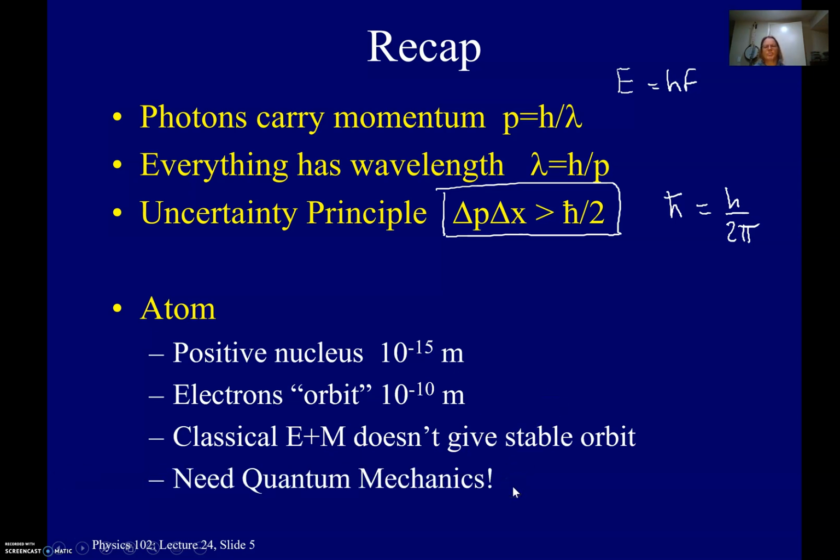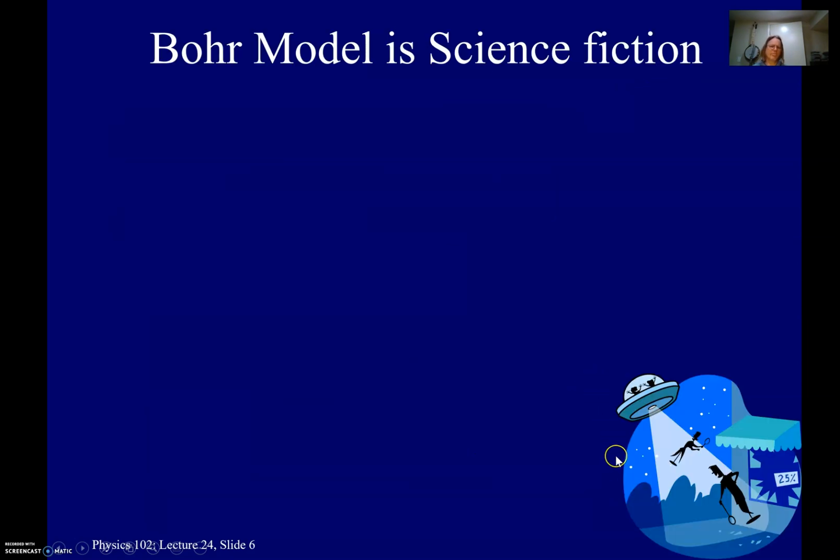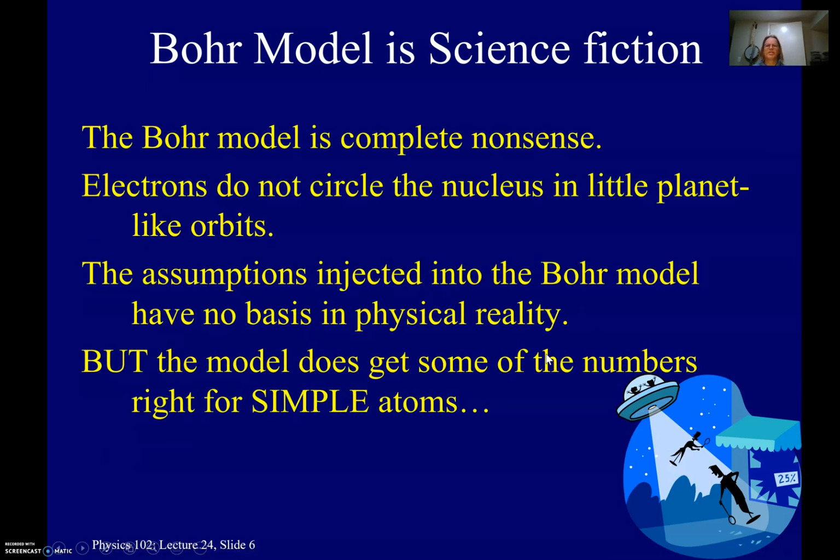So that's why we have quantum mechanics, to try to explain what's going on with those electrons, that they can't be in a normal classical orbit. It doesn't work. So now we're getting into this Bohr model, back in 1913, to describe what's going on. And maybe UFOs can help us with that a little bit. There are some problems with the Bohr model, and some people say it's complete nonsense because you can't circle the nucleus like little planet orbits. There's some assumptions injected into this model that don't really have a basis in physical reality, and maybe UFOs do.